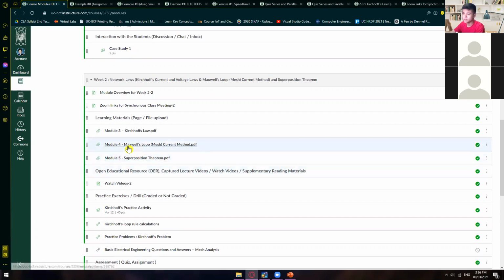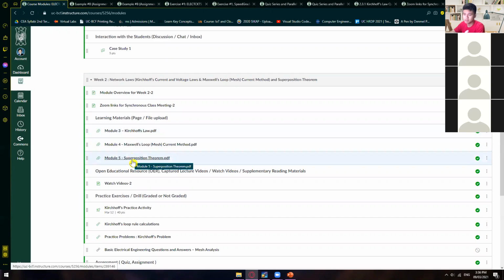Don't you worry. Once you totally learn Kirchhoff's law, applying the Maxwell loop is already super easy. This is the main foundation of the Maxwell loop, and maybe the superposition theorem, but mostly the superposition theorem is connected with Ohm's law. So if you haven't learned anything about Kirchhoff's law, you won't be able to answer the Maxwell loop current method. I encourage you to really study this. Completely study module 3 before jumping to module 4.